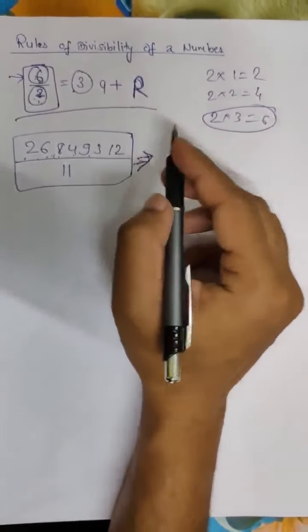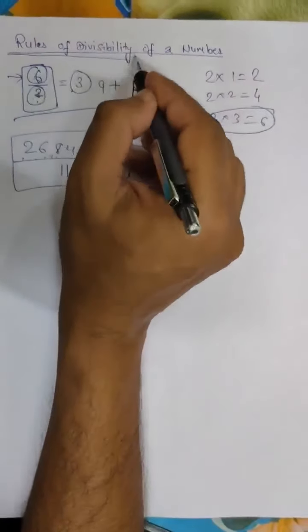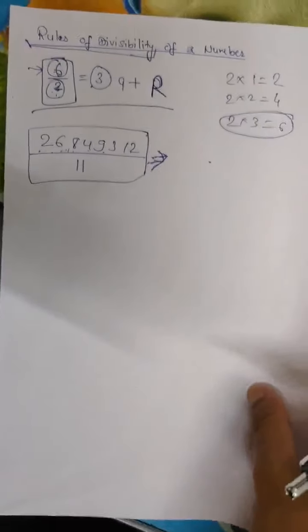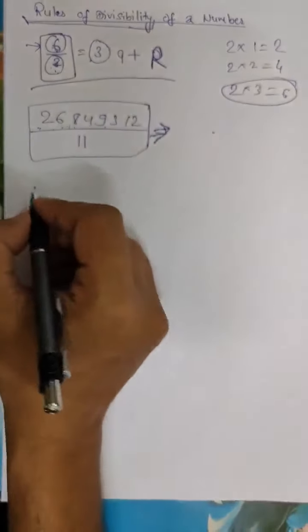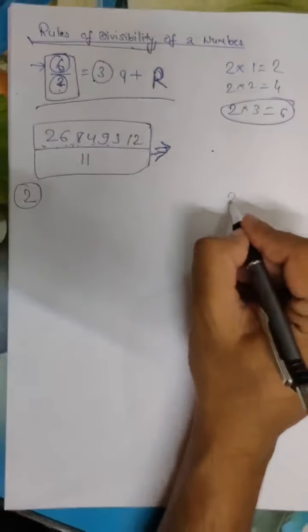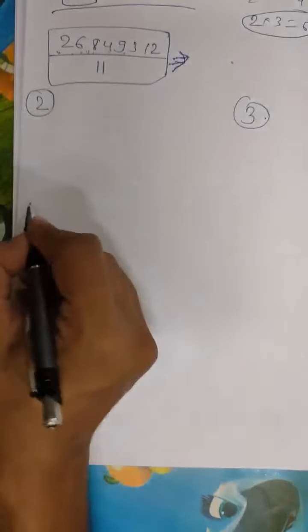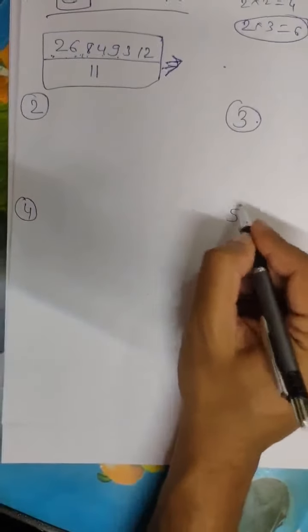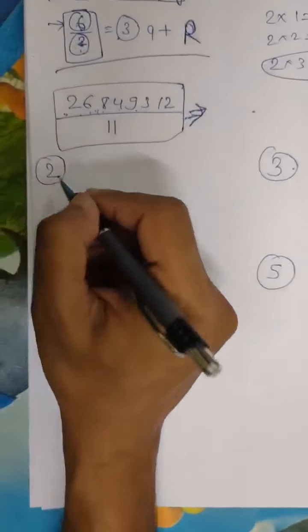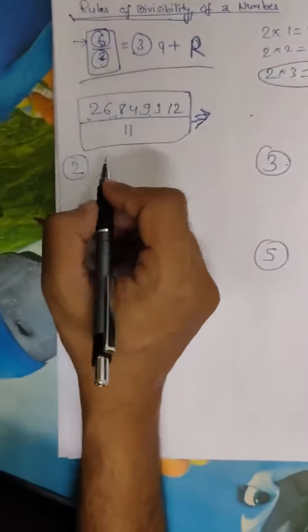So in that case you need to remember some of the divisibility rules, which become very handy to save your time in the exams. We have rules for divisibility by 2, we also have rules for divisibility by 3, also for 4 and 5. Similarly, we will go up to 12, the divisibility rules up to 12. Okay, let's continue with divisibility by 2.